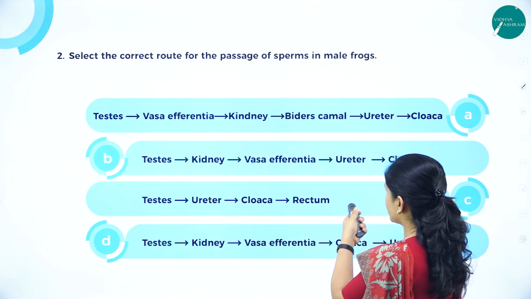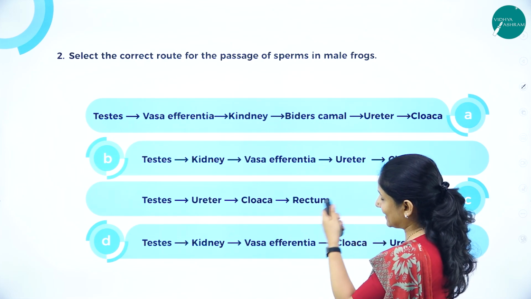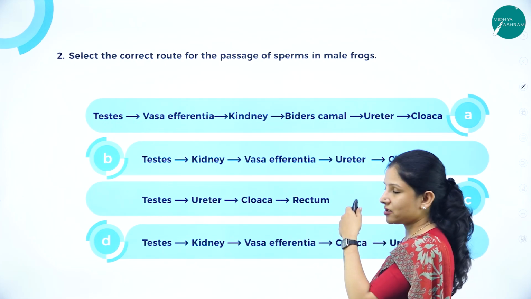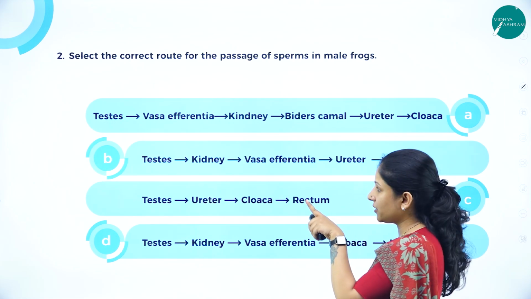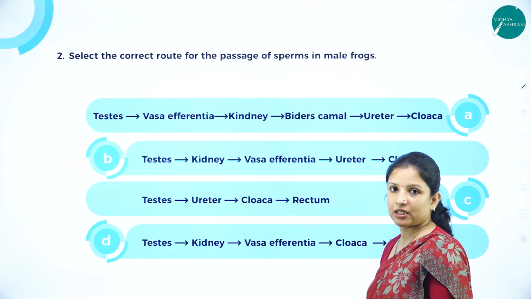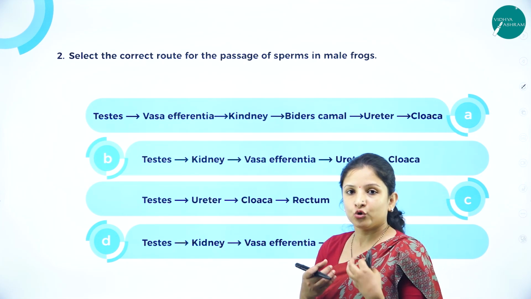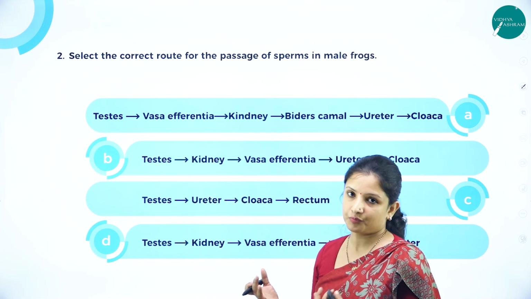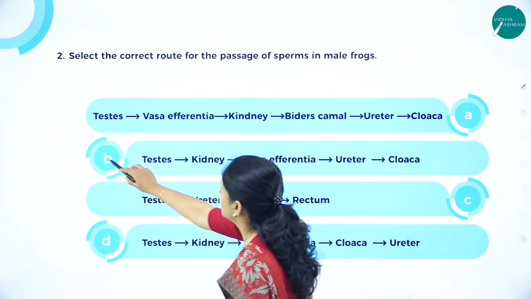Testis, kidney, vasa efferentia, ureter, cloaca. Here testis and kidney are interconnected to one another. That doesn't mean that from the testis the sperms can directly move into the kidney. No, they have to have some tube-like structures which carry the sperm. So therefore this option is wrong.